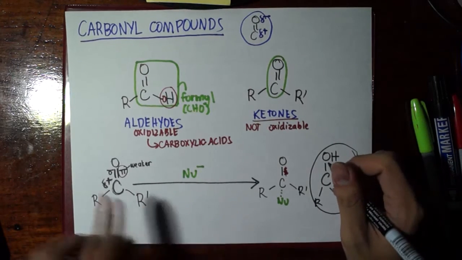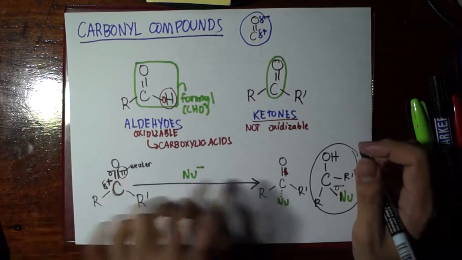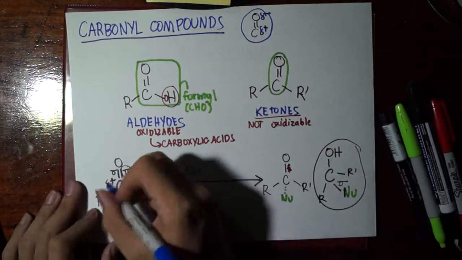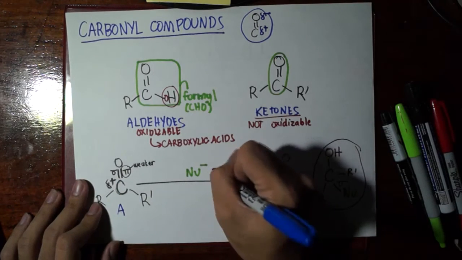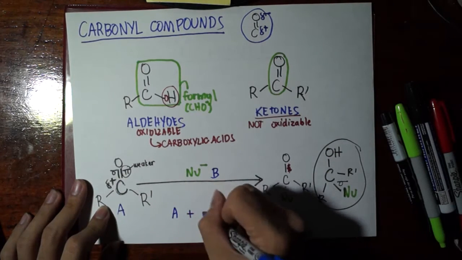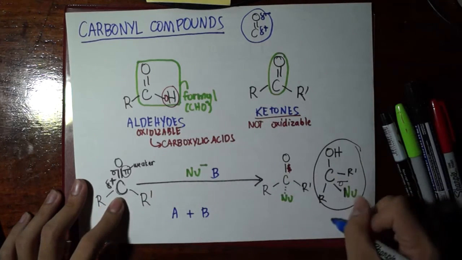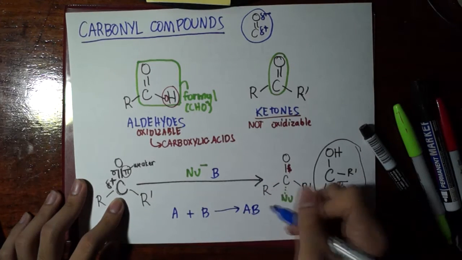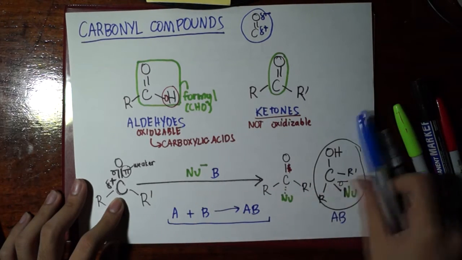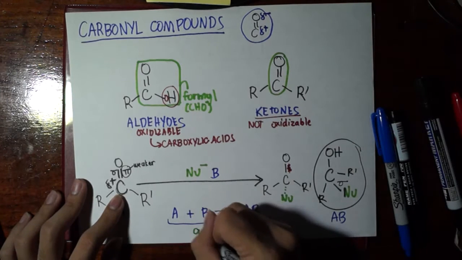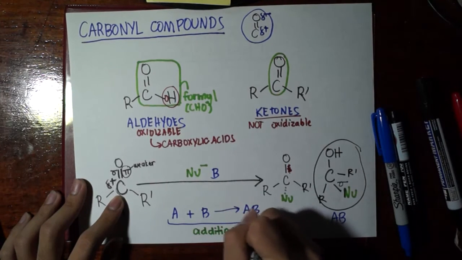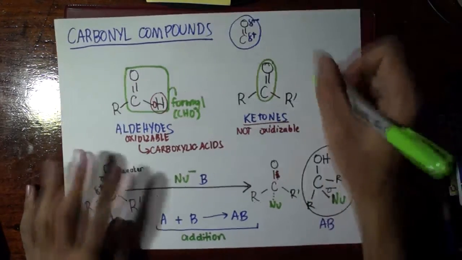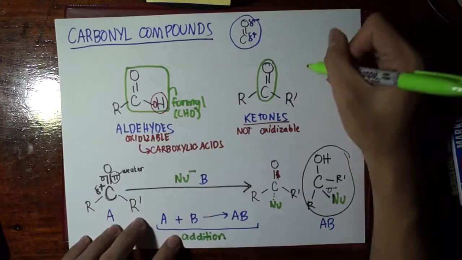So you see, we sacrificed the pi bond in order to form another bond. So let's try to say this is A, this is B. We added B to A, yes, and we came up with a combination of the two. So what scheme is this? Is this addition, elimination, substitution? And it's obvious, this is addition. So let me make it clear that the reaction mechanism common for aldehydes and ketones is nucleophilic addition.